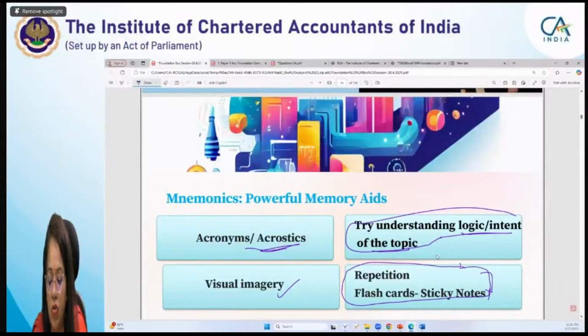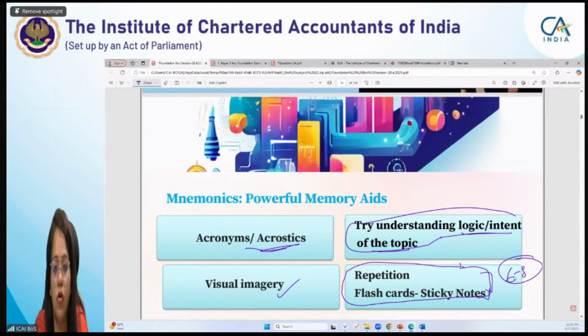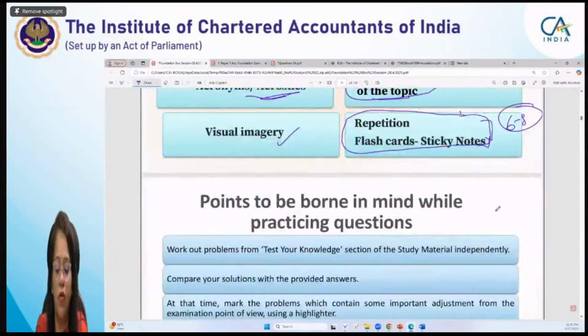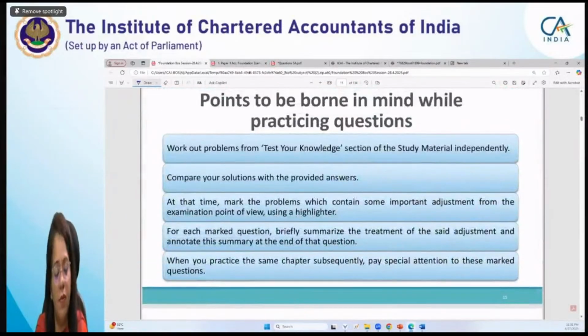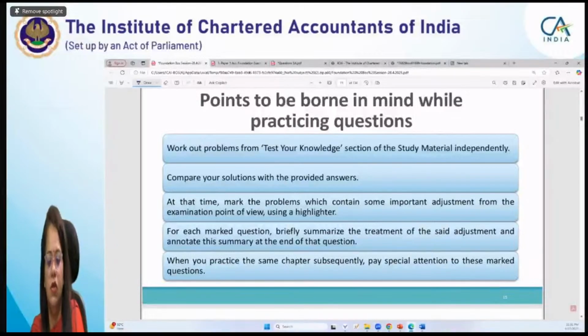A student who has secured first rank has revised it, I think, around 6 to 8 times in CA Final, and she was able to get a first rank. So revision is very important. At least 3 rounds of revision are very important for preparing for your CA Foundation exam. So, points to be borne in mind while practicing the questions.